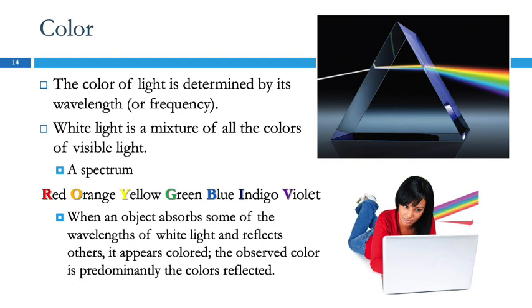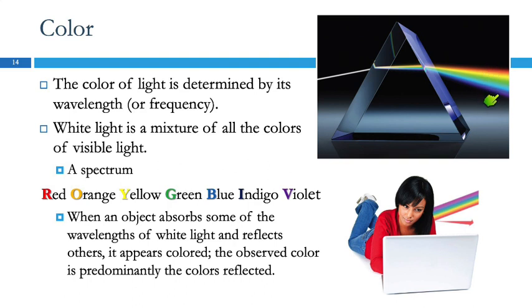The color of light is determined by its wavelength or its frequency, because wavelength and frequency are directly related to each other. So what we observe as white light is a mixture of all the different colors that are present in the visible light spectrum. So it's a spectrum, it makes a rainbow, right? We can separate the colors using a prism, and we see that there's this whole range of colors. They just run into each other, right?